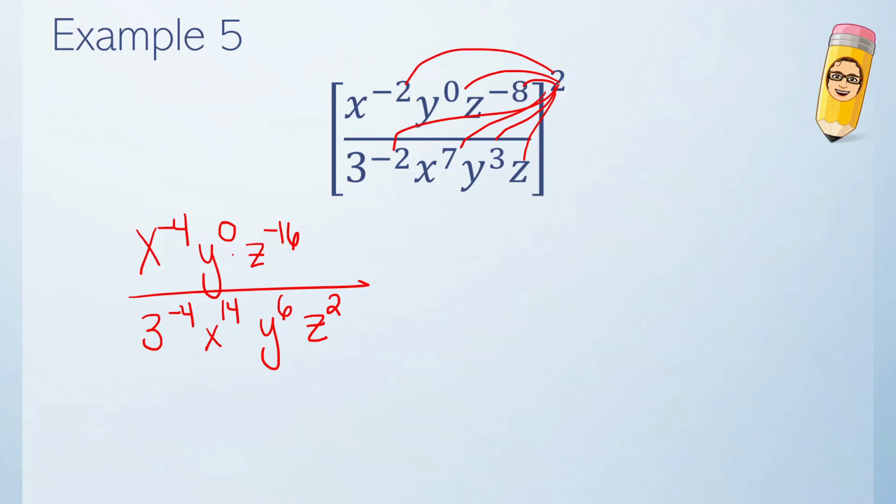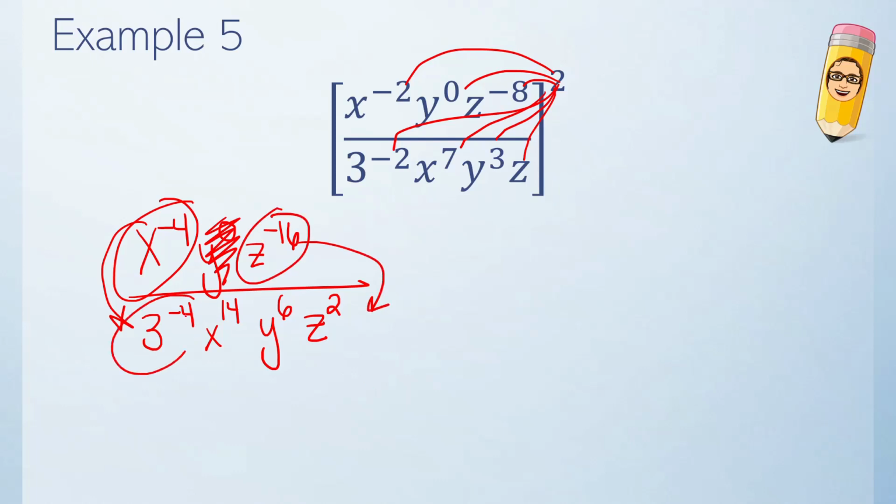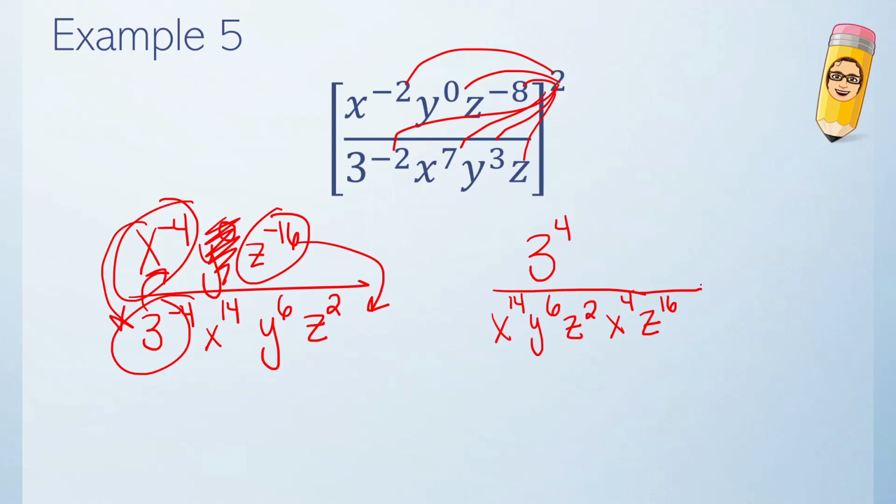Now I'm going to cancel out people and move people. Well, y to the 0, he doesn't matter no more, right? Let's move x to the negative 4, excuse me, down to the bottom. Move z to the negative 16th, and let's move 3 to the negative 4th upstairs. So 3 to the 4th is still upstairs now. But downstairs is all the people that were down there, and an x to the 4th, and a z to the 16th. Those guys are all down there now.